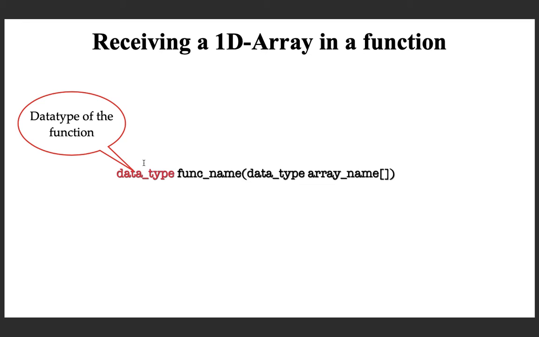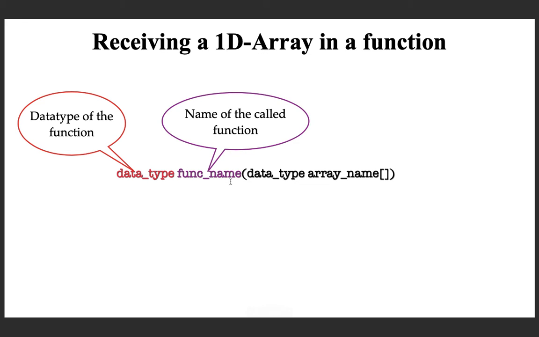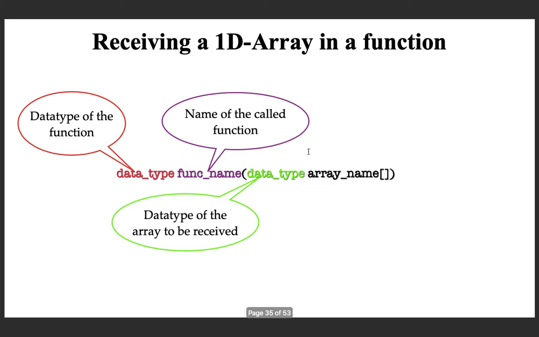Now the other part: how will you receive an array, that is, the formal argument. So this is the syntax. First is the data type of the function, that is, whatever value is to be returned by this particular function, in the previous case it was void. Now the function name, and then the formal argument specification.